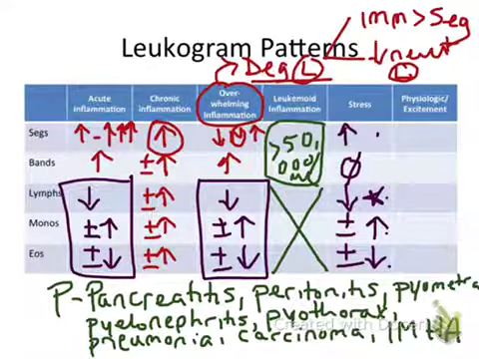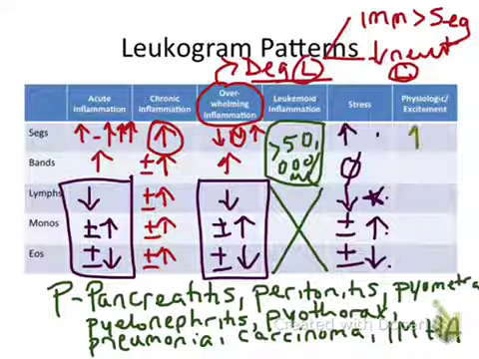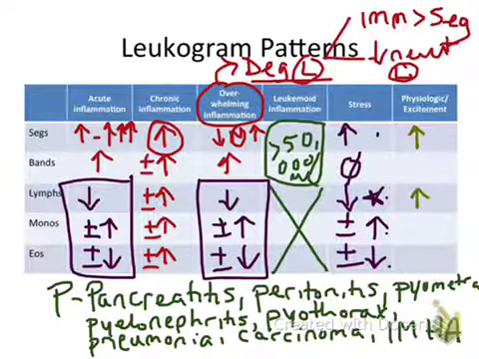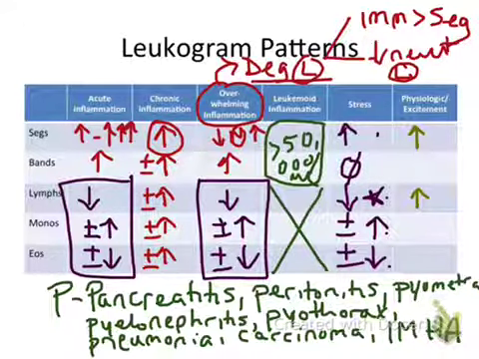The last leukogram pattern is the physiologic or excitement leukogram, and that causes a mature neutrophilia, so increased segs without an increase in bands, and a lymphocytosis. And both of those changes are due to washing of those neutrophils and lymphocytes from the marginal pool into the circulating pool.